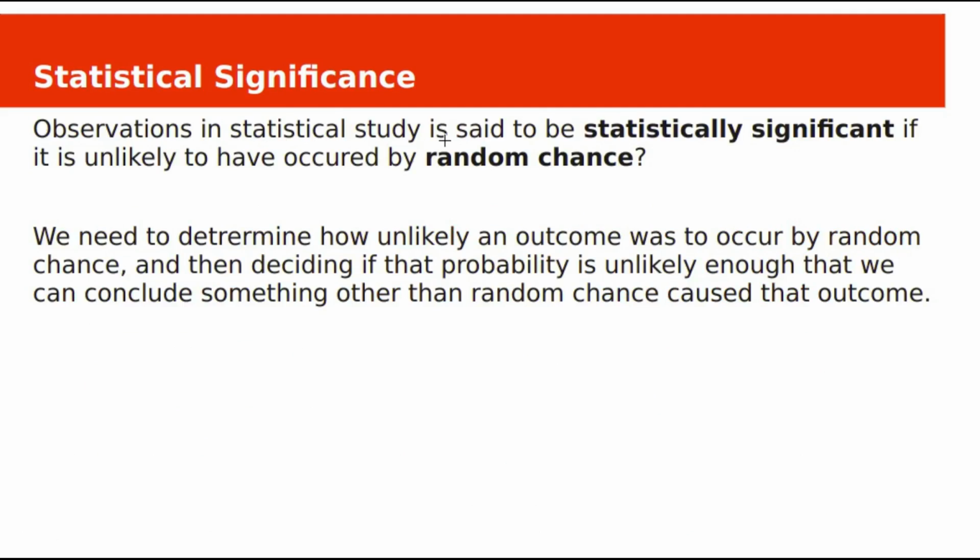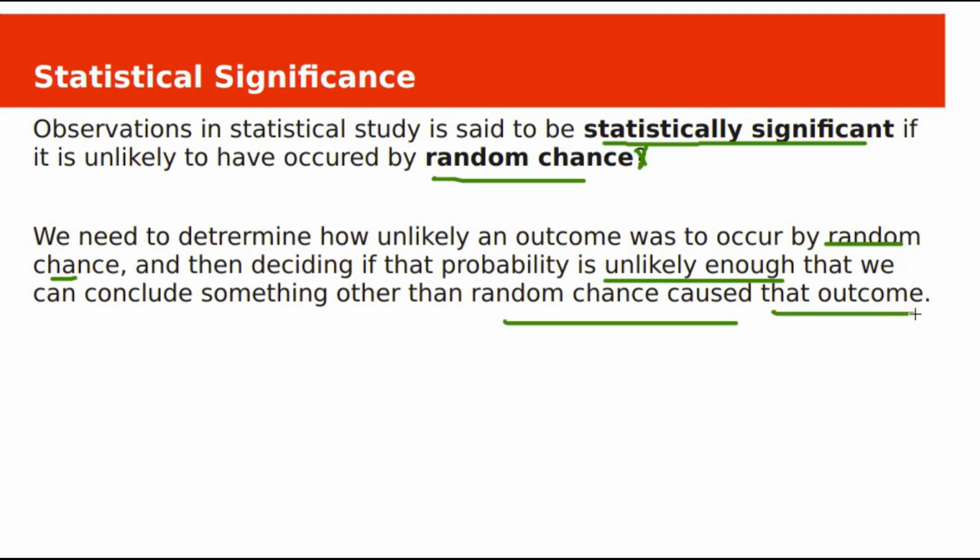An observation in a statistical study is said to be statistically significant if it is unlikely to have occurred by random chance. Meaning if the result is not by random chance, you call the result a statistically significant result. So in statistical significance, we need to determine how unlikely an outcome was to occur by random chance, and then decide if the probability is unlikely enough. We can conclude something other than random chance caused the outcome.